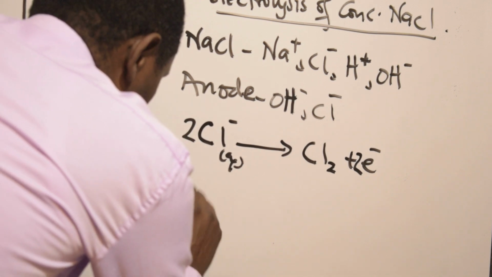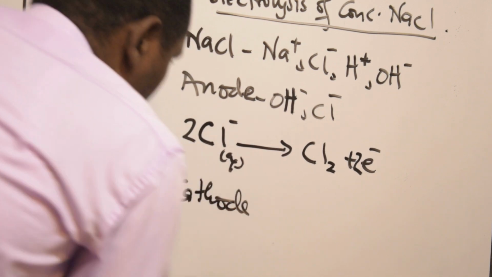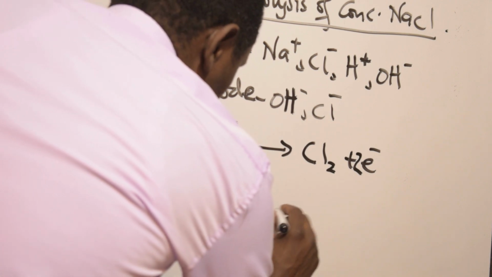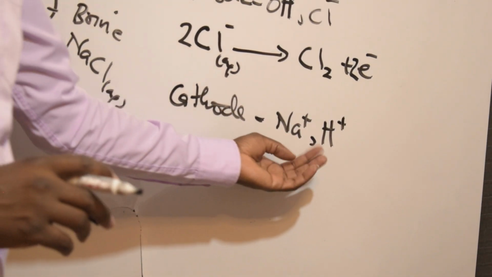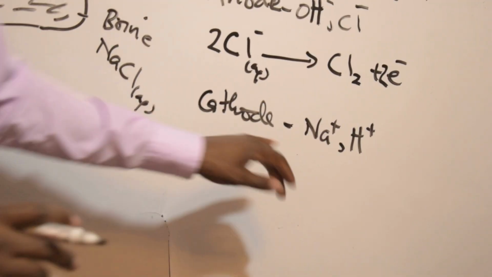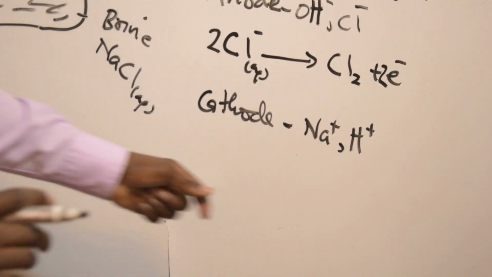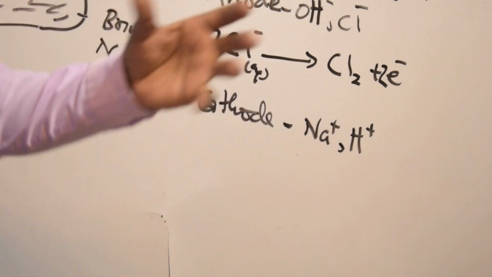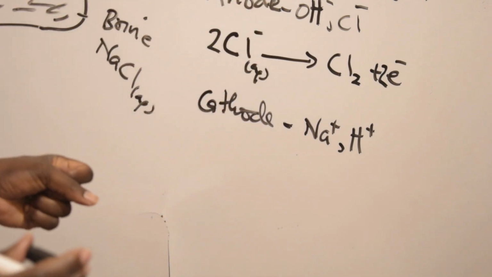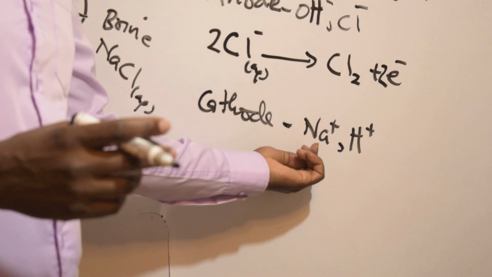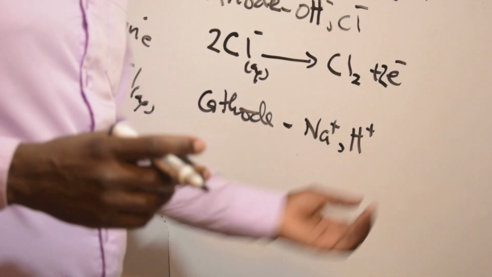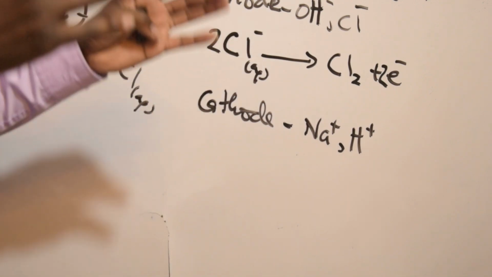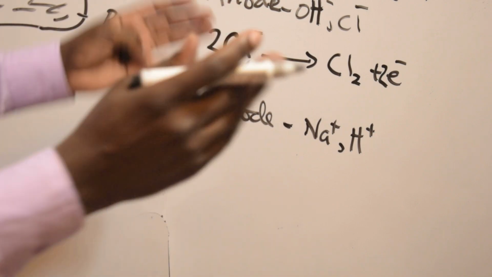Now, let's also think about the cathode. At the cathode here, of course, the positive ions will be attracted here. I'm going to have sodium ions, and I'm also going to have the hydrogen ions. If you go back to the standard electrode potentials, you realize that the difference between sodium ions and hydrogen ions is very big. I think sodium was about negative 2.71, while hydrogen, of course, is zero. Therefore, we are talking about a difference of 2 volts plus.